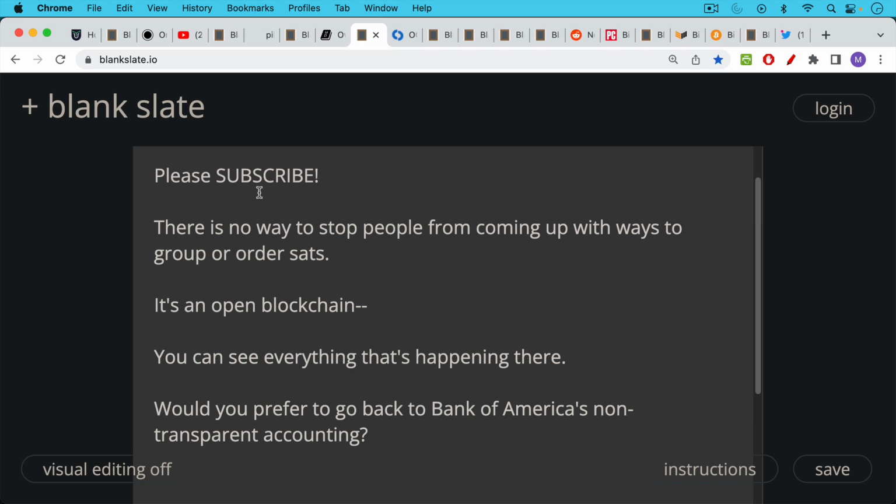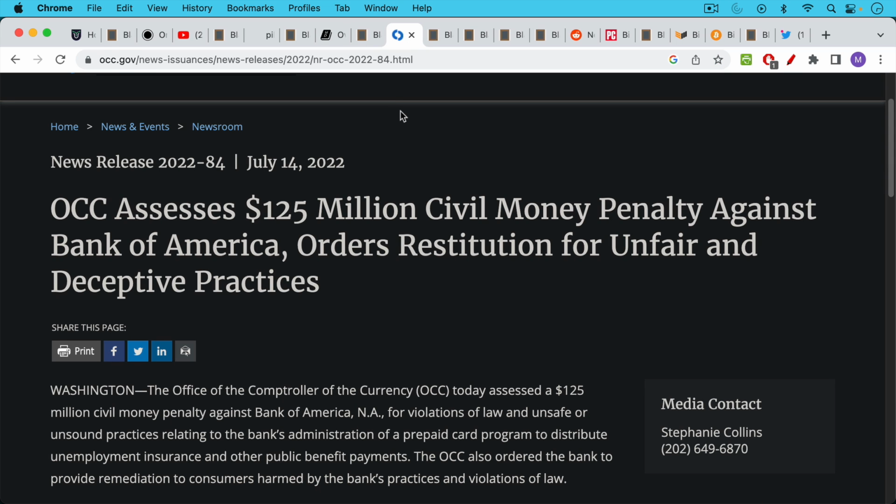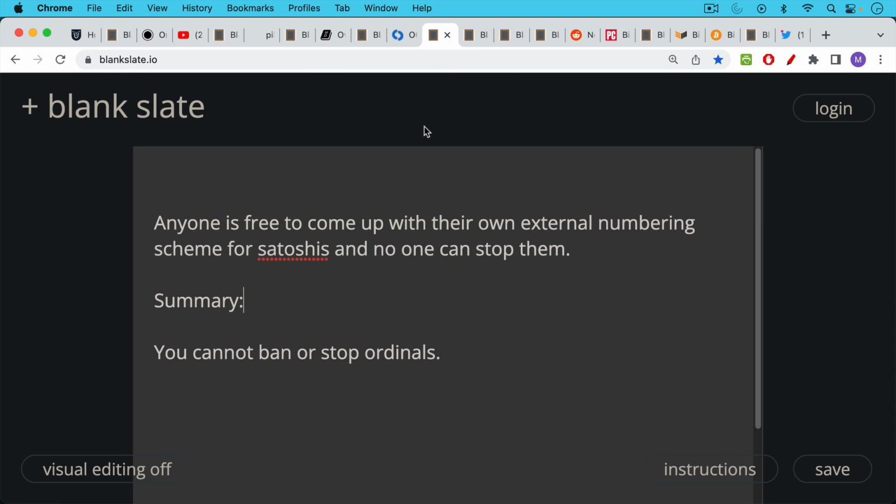Now, of course, everything in Bitcoin is pseudonymous. They're not names and addresses and KYC information inscribed on the base layer, but you can infer these things based on people's interactions with the blockchain. But I think having an open blockchain is still the better way to go. Would you prefer to go back to Bank of America's non-transparent accounting that leads to all of this abuse and all of this deception and theft? Anyone is free to come up with their own external numbering scheme for satoshis, and no one can stop them. So the summary here when it comes to ordinals and ordering satoshis is you cannot ban or stop ordinals, especially because they are an external projection of an ordering scheme.